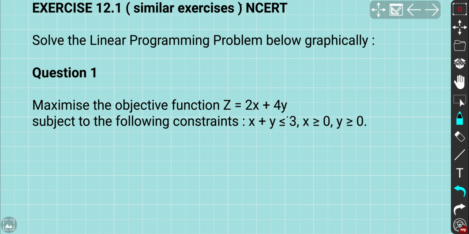All right, so we have question 1. You need to maximize the objective function z, 2x plus 4y, and you have the following constraints set up as a set of inequalities. Okay, so try to pause the video, try to do it on your own, and let's see the explanation.